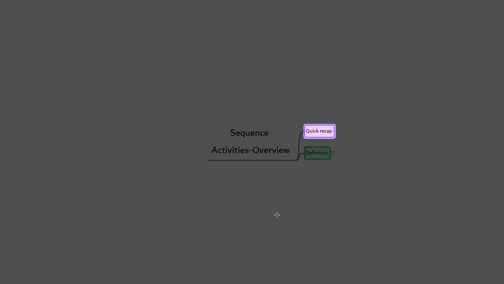Sequencing is all about bringing logical flow between the activities. Sequencing activities also helps to use the resources in an optimized way by avoiding resource idle time. Also helps in determining the dependencies. Now let's look at the definition. Sequence activities is the process of identifying and documenting relationships among the project activities.